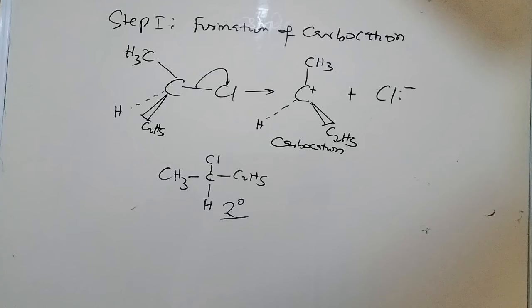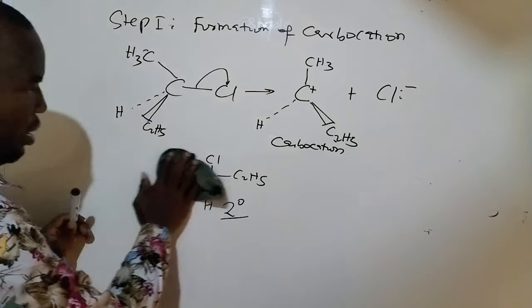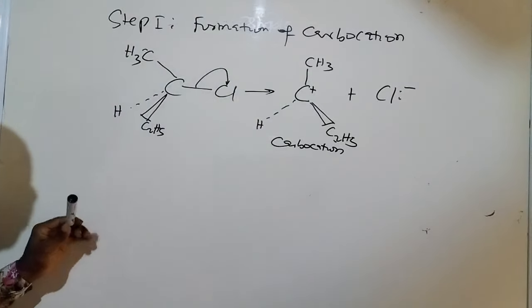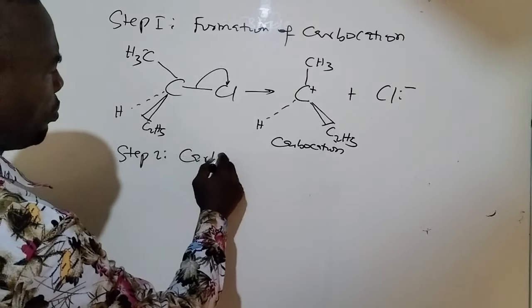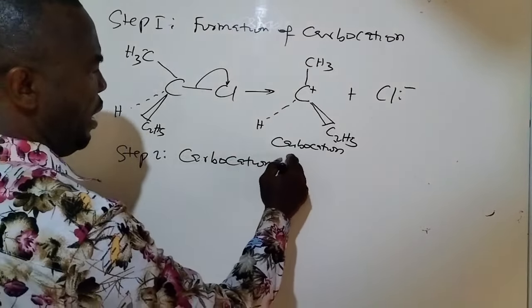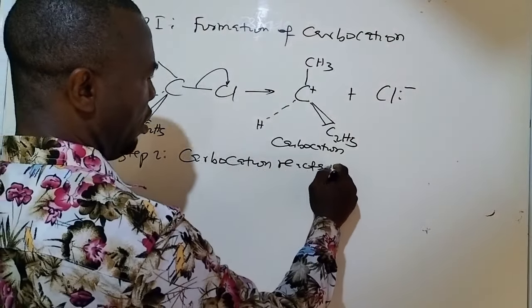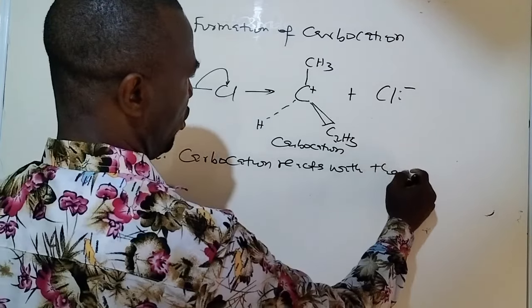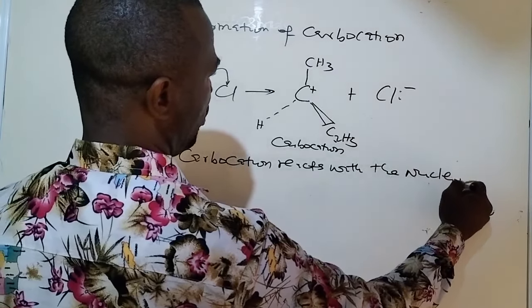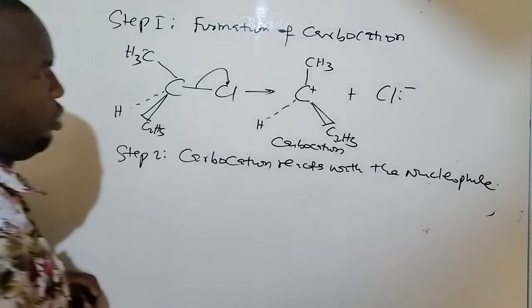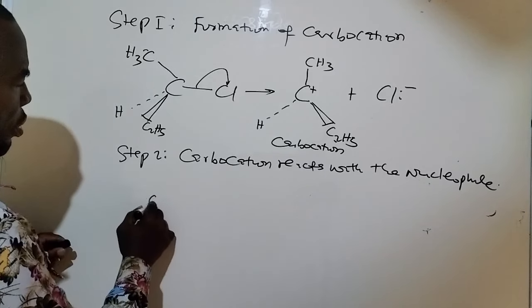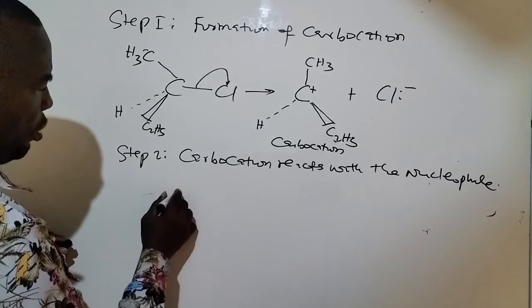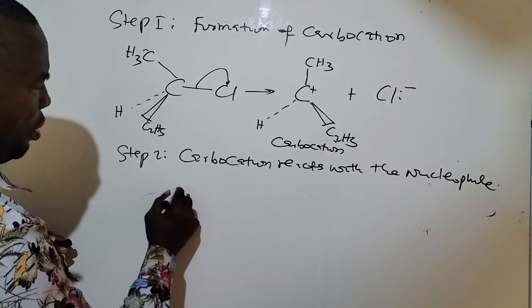The second step is that the carbocation will now react with the solvent. There is here the nucleophile, methanol. So step 2 is the carbocation reacts, or is attacked, by the nucleophile, which is methanol. So you now have the methanol molecule. You can draw the structure here.